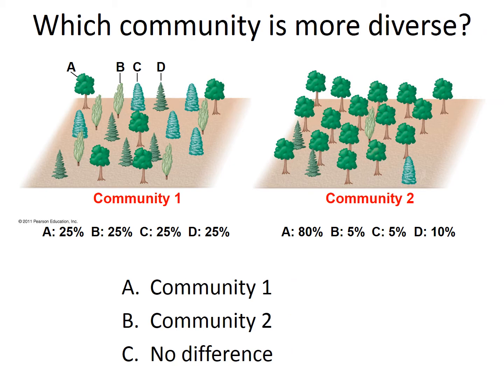Okay, so let's ask now, which community has higher species diversity? Community 1 or community 2? Well, the answer here would be community 1, because species diversity has two components, species richness and species evenness. And because the richness is the same in both communities, it means that evenness is going to determine which is the more diverse. And since community 1 is higher evenness, it is the more diverse community.